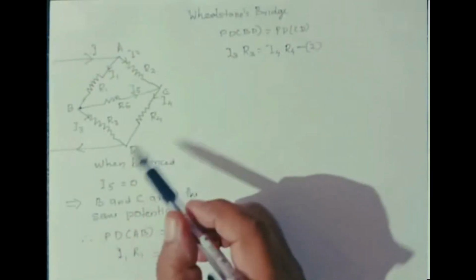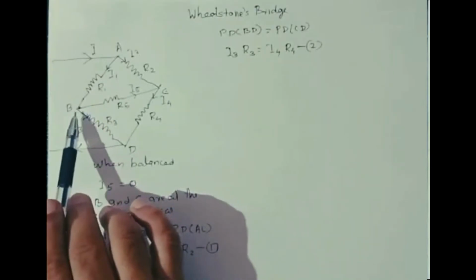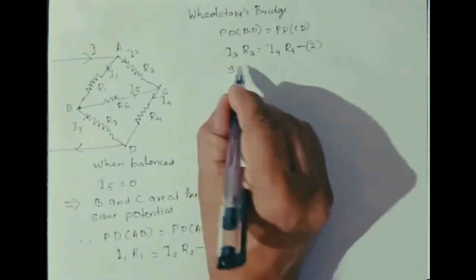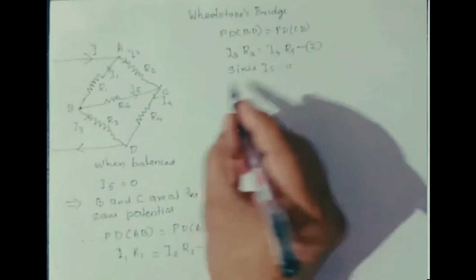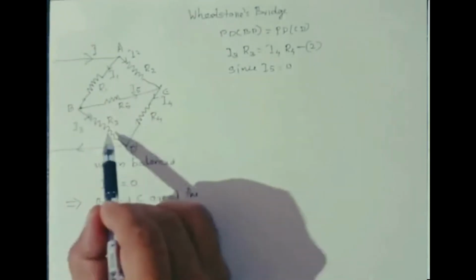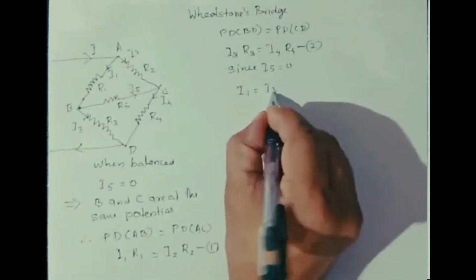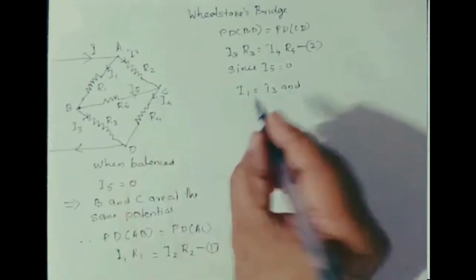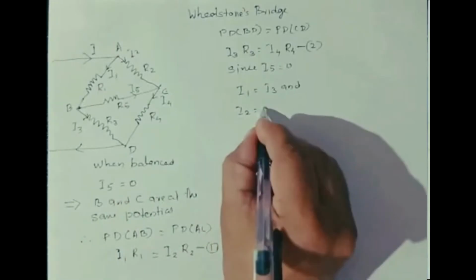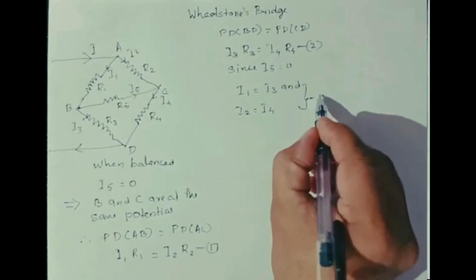Now we apply Kirchhoff's first rule at the junctions B and C. You can see that since I5 is equal to 0, I1 is equal to I3, and we can say I2 is equal to I4. So these two equations together, let us call equation 3.